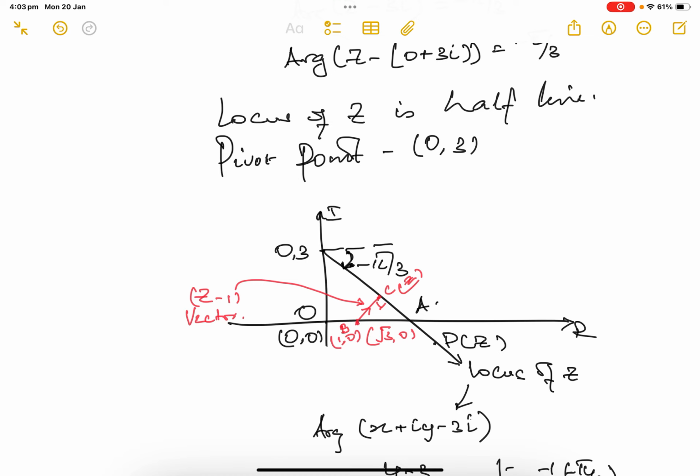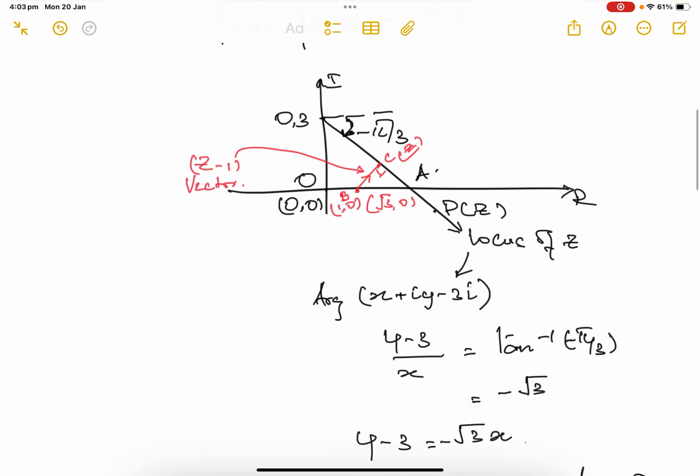The angle given is minus pi by 3. So that angle is pi by 3 clockwise from the horizontal axis, parallel to the real axis. So that's minus pi by 3, and that's the locus. The locus of z is the line starting from (0, 3), making an angle of pi by 3 clockwise to the real axis.